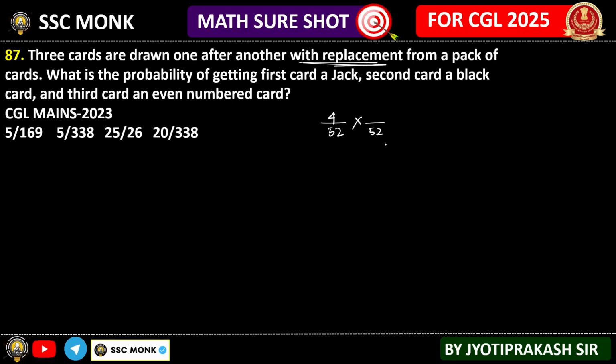Okay, so remember this word, this is with replacement. So 52 cards are there. Out of 52 cards, the second card should be black. How many black cards are there in total? 26 black cards are there. So the probability is 26 by 52.